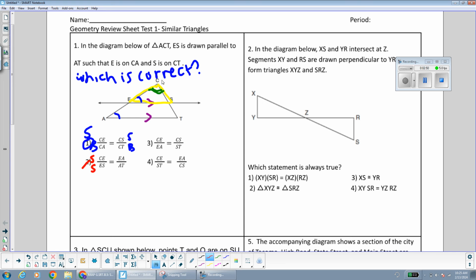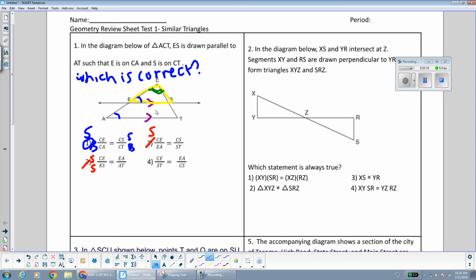Moving on to number three. CE is from the small triangle. EA, same issue as this one over here. EA is not a side from either the small or the big triangle. It's not from either of the similar triangles. It's a side of this quadrilateral at the bottom. So when we're making a proportion, we need to make sure that we're using the sides from the similar triangles. So this is not good.